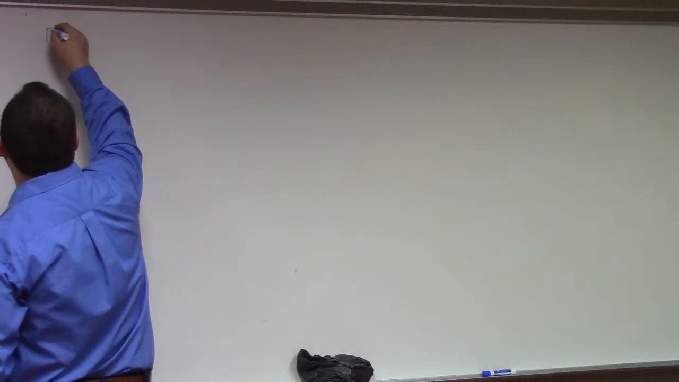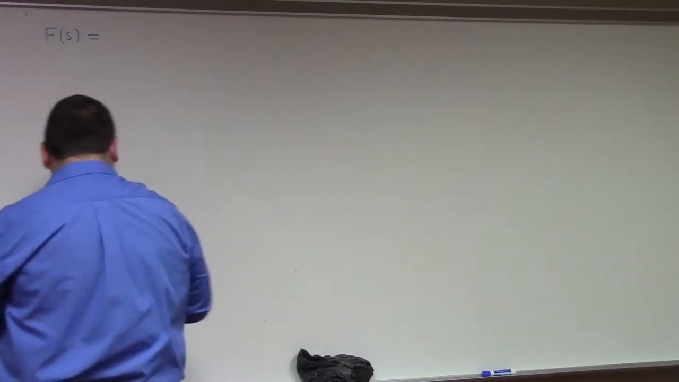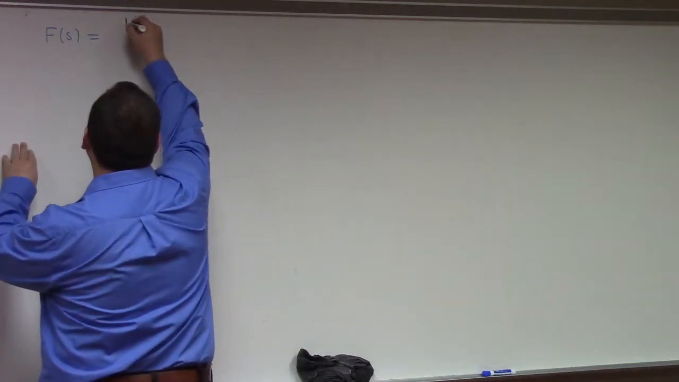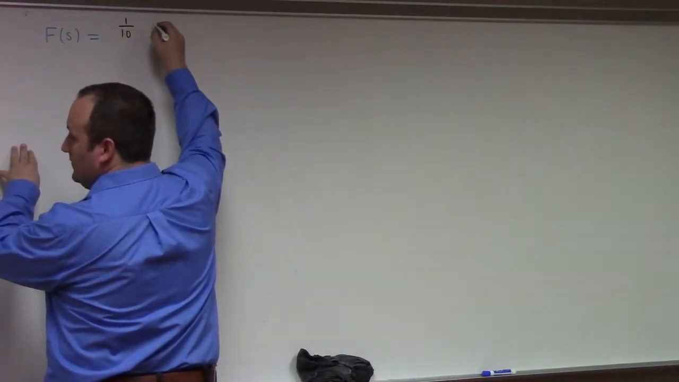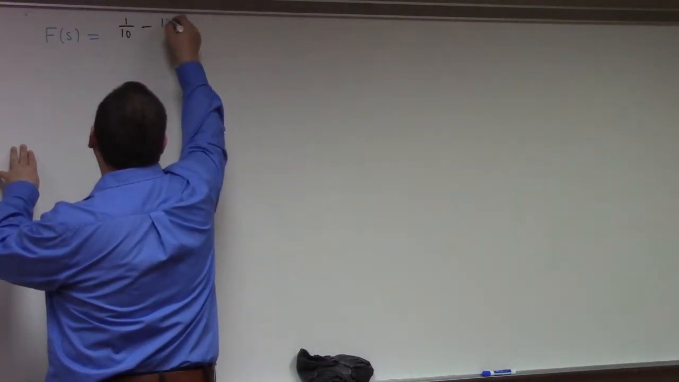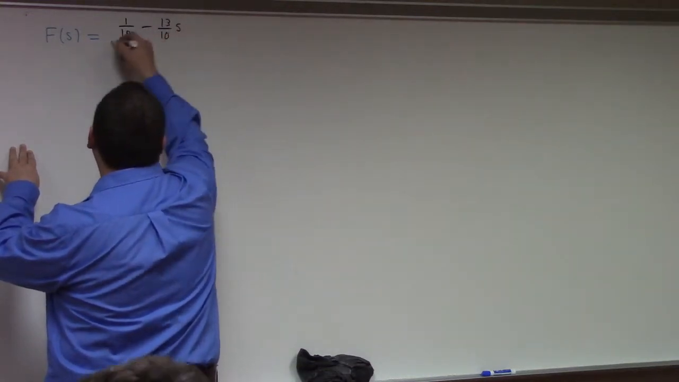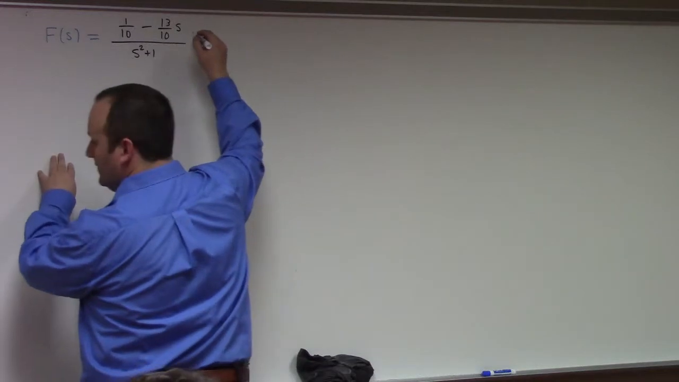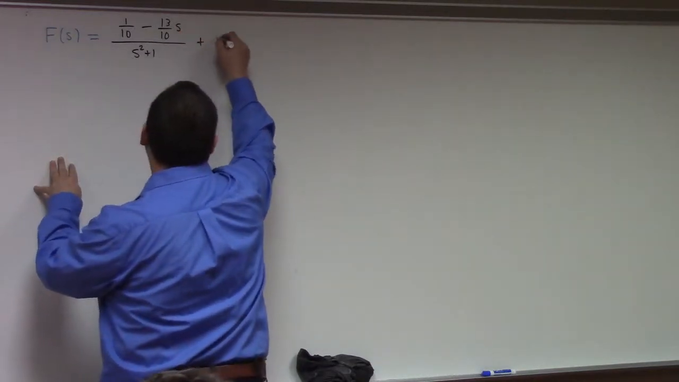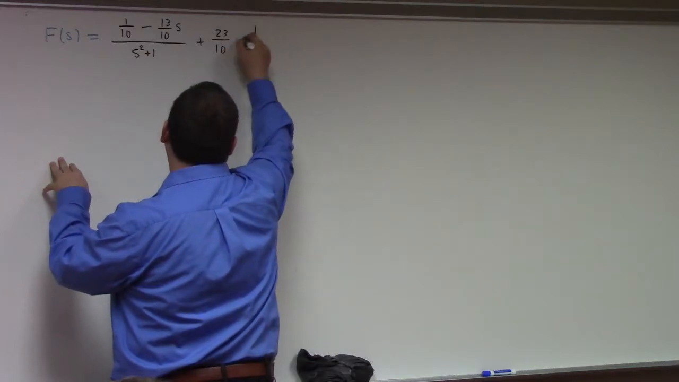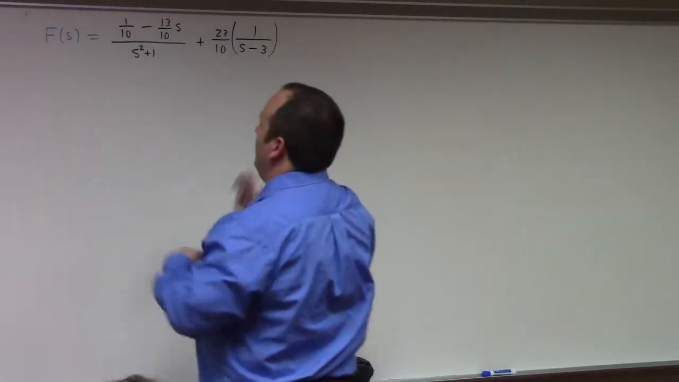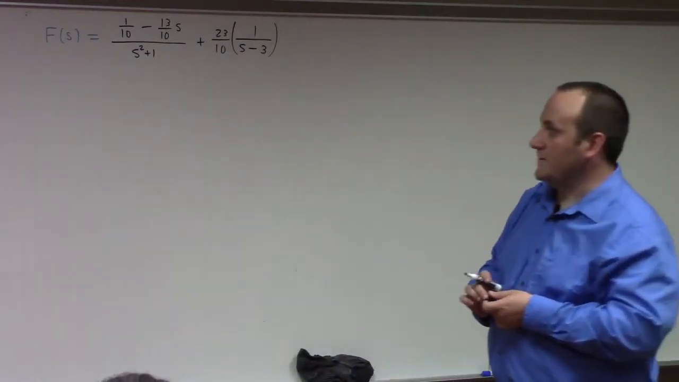F of s is what? F of s equal to, for this marker, what we got? 1/10 was my B, minus 13 over 10 times s, all divided by s squared plus 1. Right. And then, what was C? Plus 23 over 10 times 1 over s minus 3. All right, now we're good to go, because at this point, it's easy to take the inverse Laplace transform, right?